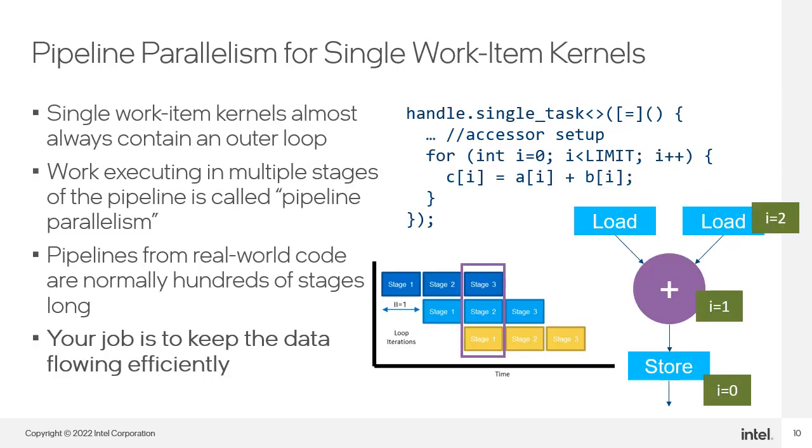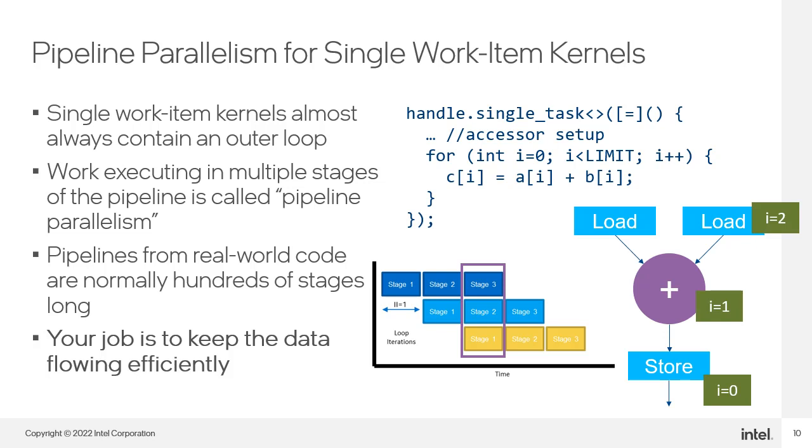We already established that single work item kernels are ideal and recommended for FPGAs. Single work item kernels almost always contain an outer loop. You might wonder, how does parallelism then occur? The way you get the parallelism is a function of the pipelines. The pipelines built for real-world design are normally hundreds of stages long.